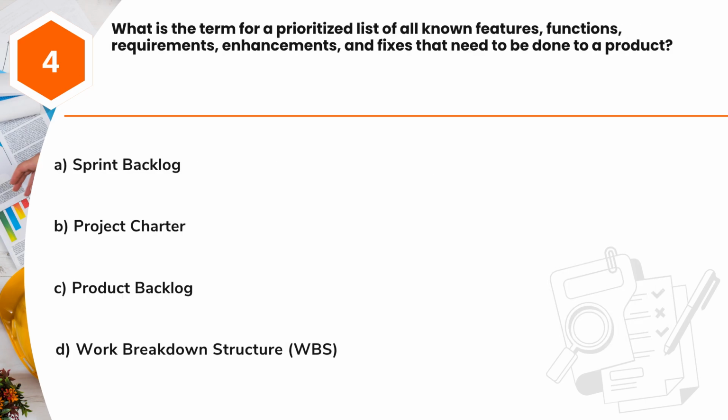Question 4. What is the term for a prioritized list of all known features, functions, requirements, enhancements, and fixes that need to be done to a product? A. Sprint backlog. B. Project charter. C. Product backlog. D. Work breakdown structure, WBS.